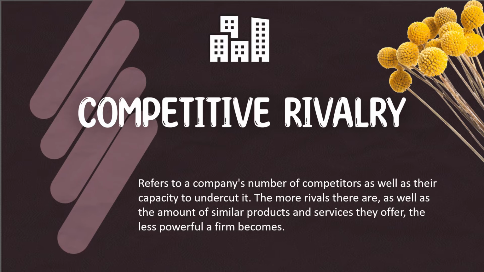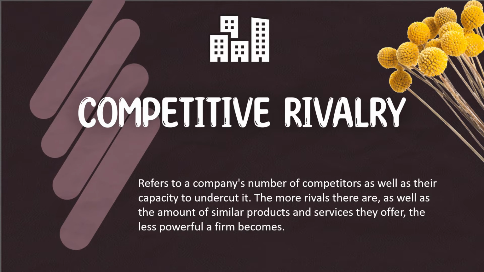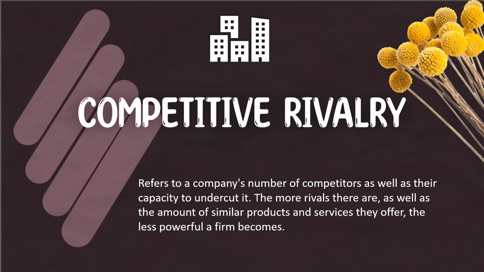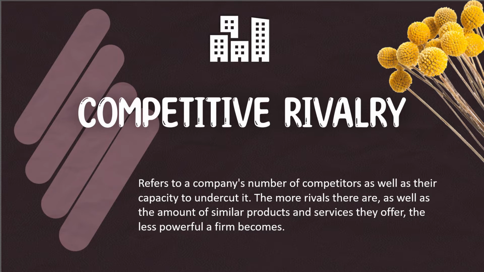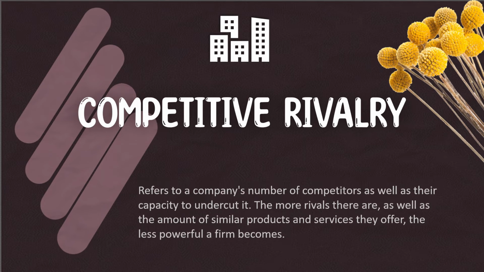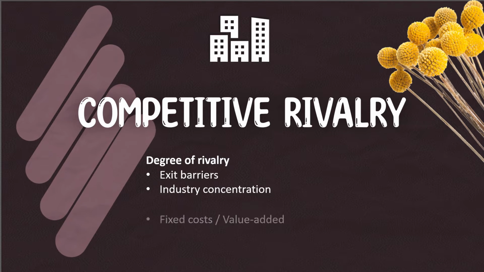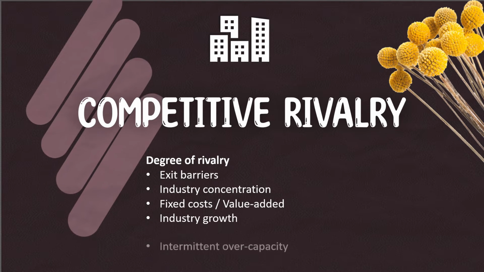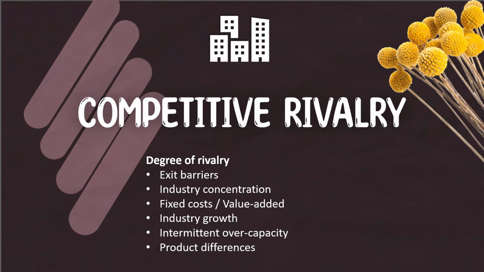So in competitive rivalry, it refers to a company's number of competitors as well as their capacity to undercut it. So the more rivals there are as well as the amount of similar product and services they offer, the less powerful a firm becomes. So we can see the degree of rivalry including exit barriers, industry concentration, fixed cost of value added, and etc.